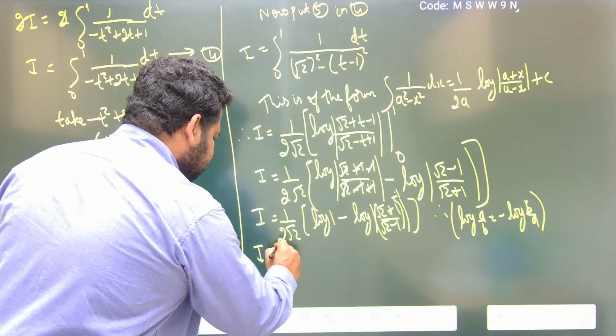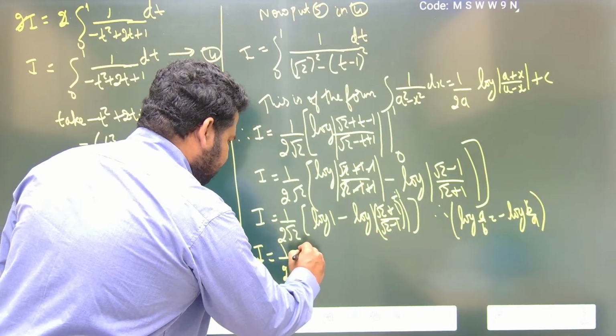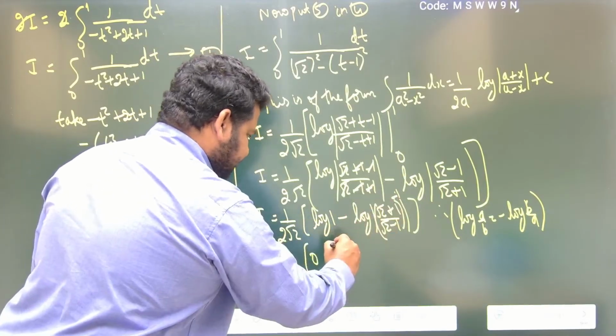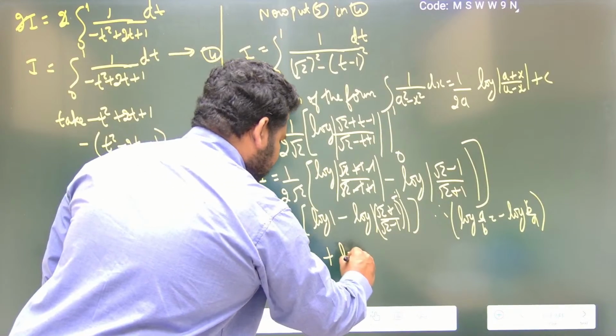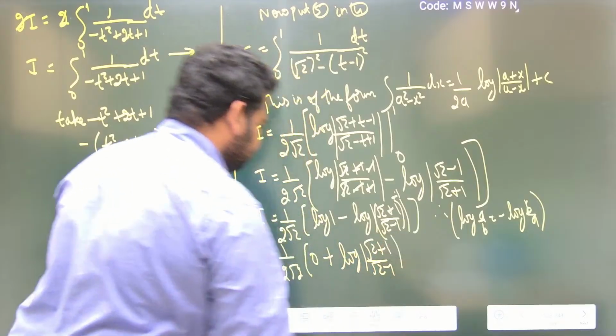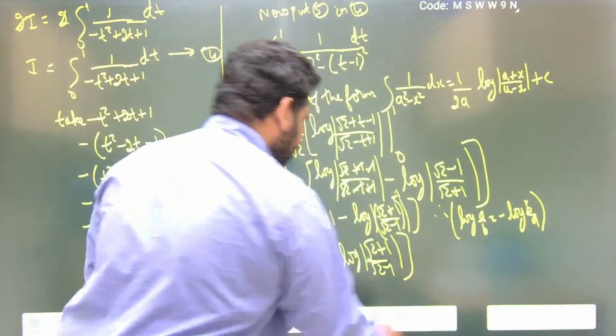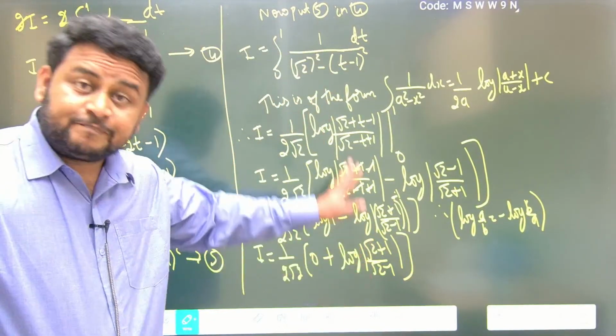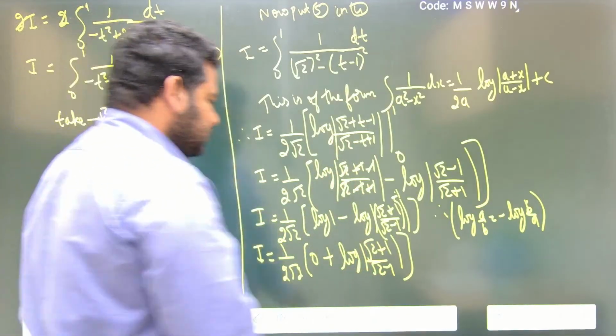So I is equal to 1 by 2 root 2. Let us eliminate log 1. Log 1 is 0, friends. Minus, if I bring it here, this will become plus log of root 2 plus 1 divided by root 2 minus 1. This is what I have. Finally, now I have to rationalize the denominator.